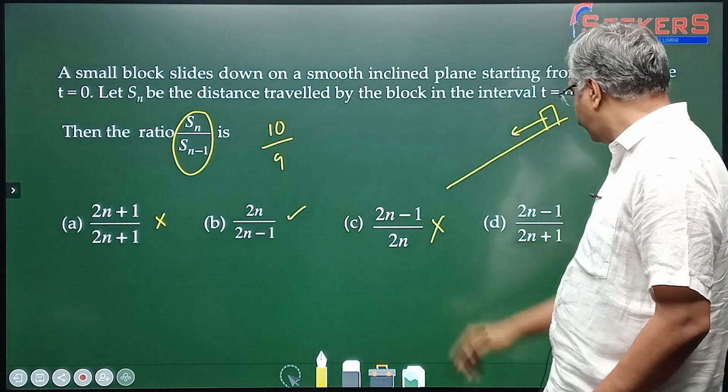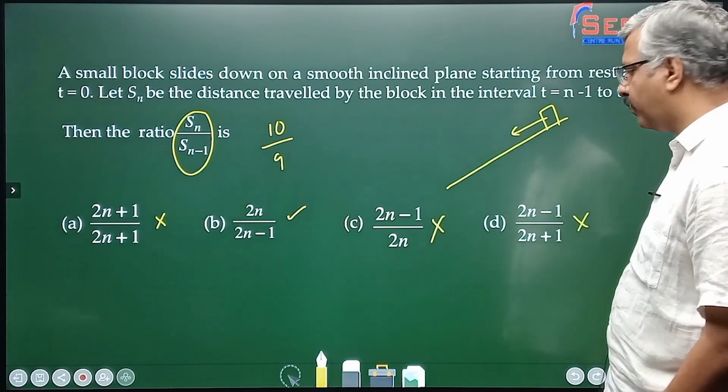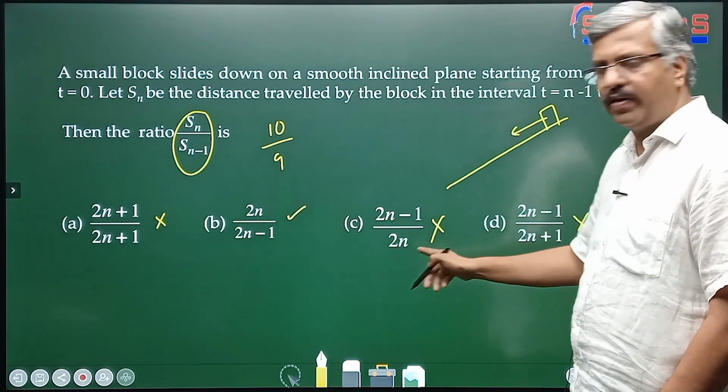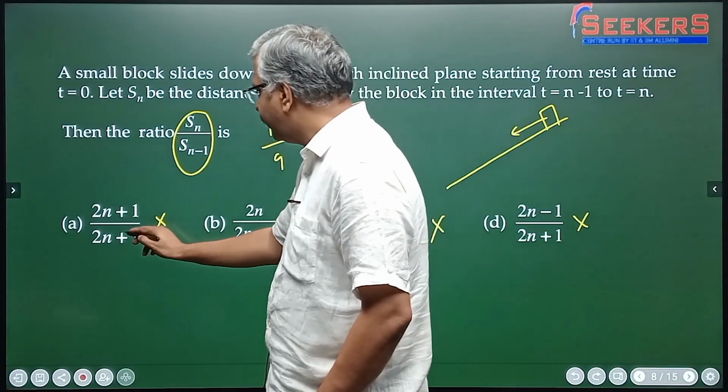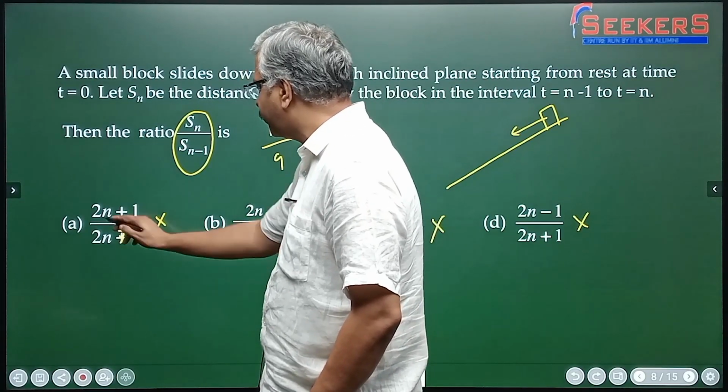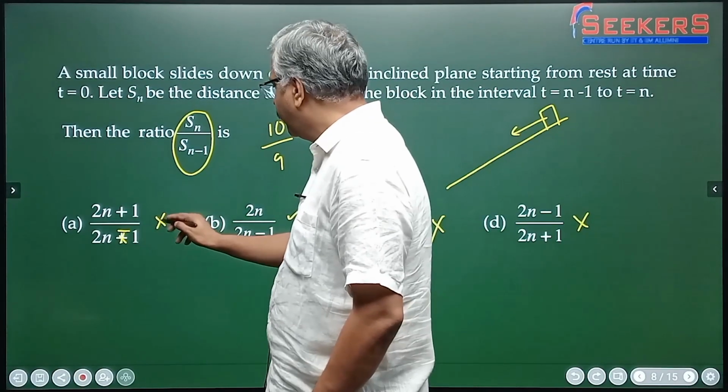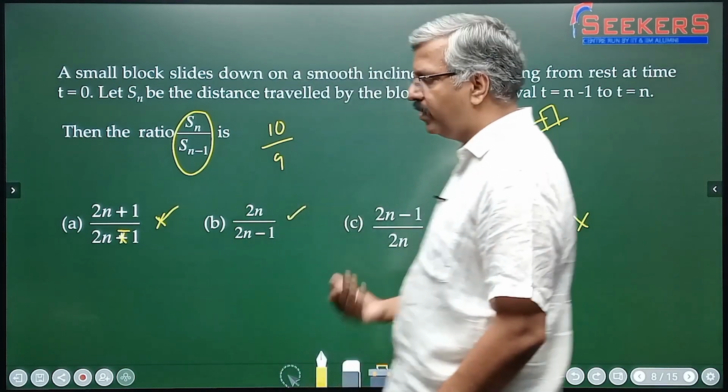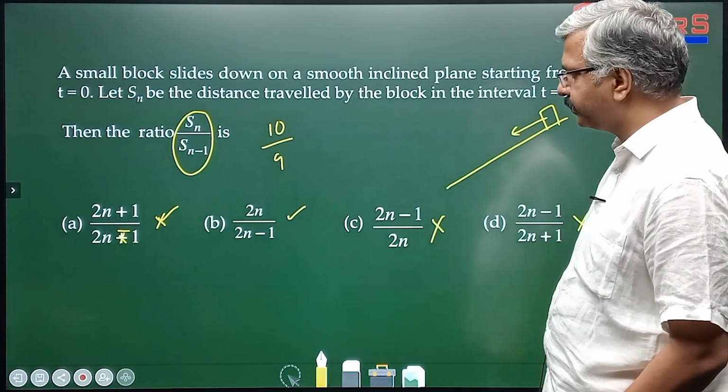Greater than 1, this is not possible. This is also not possible. These two are less than 1. So here the mistake I think is instead of plus here there should be a minus, 2n plus 1 by 2n minus 1. So this is possible, this is possible. Now which one is going to be the answer?